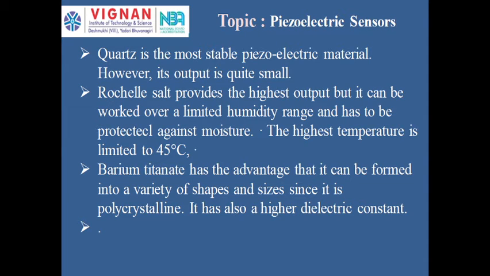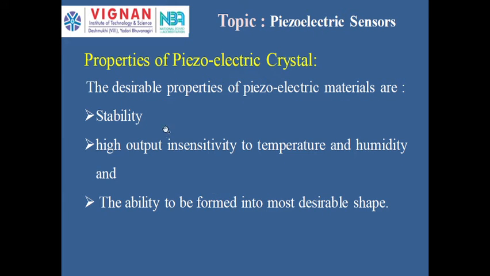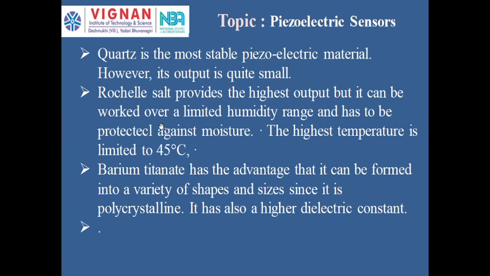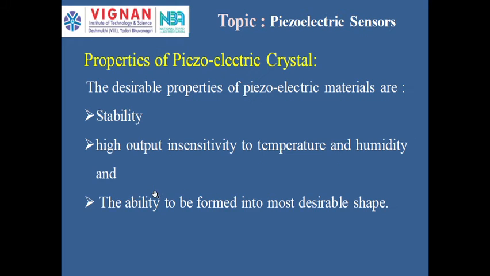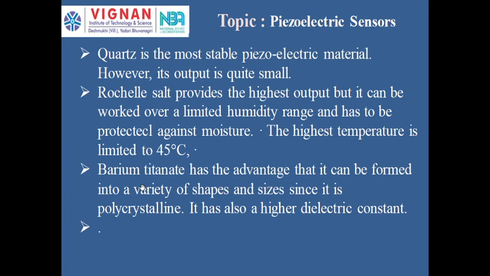The highest temperature limit for this is 45 degrees centigrade only. Whereas barium titanate has the advantage that it can be formed into a variety of shapes. So if you observe these three properties, stability is provided by the quartz, whereas high output voltage can be provided by the Rochelle salt, whereas the third one, to form into the most desirable shapes, is provided by the barium titanate.